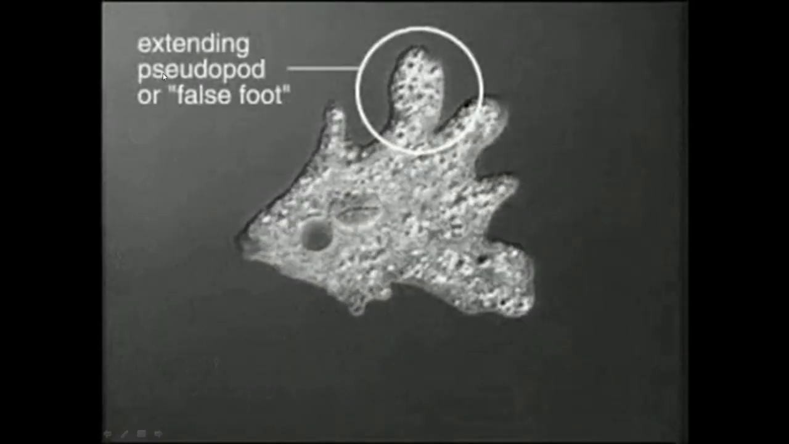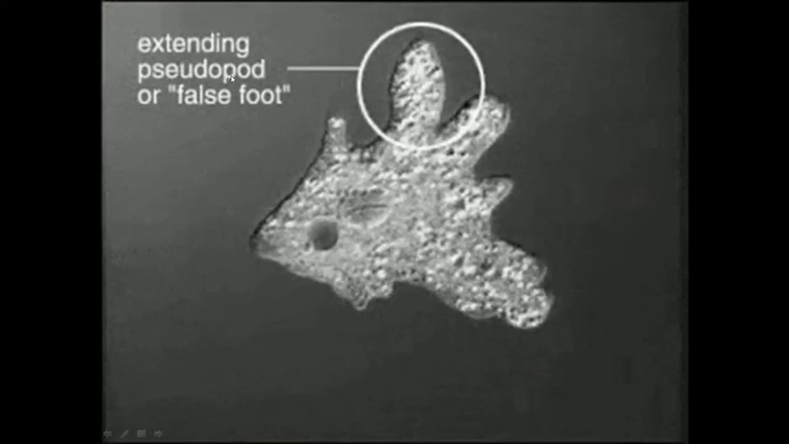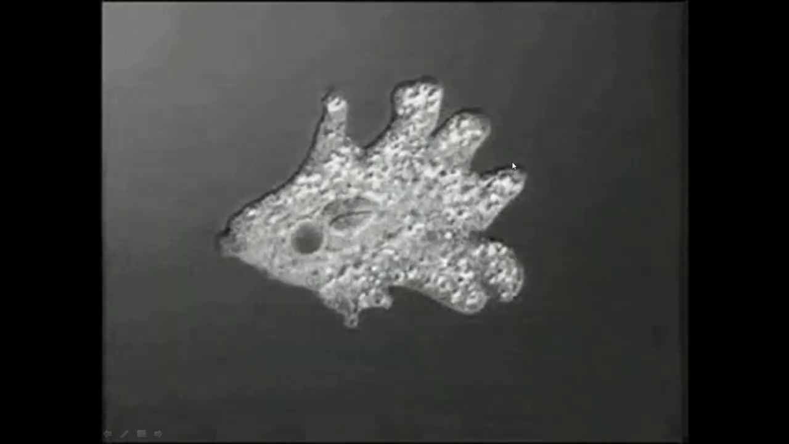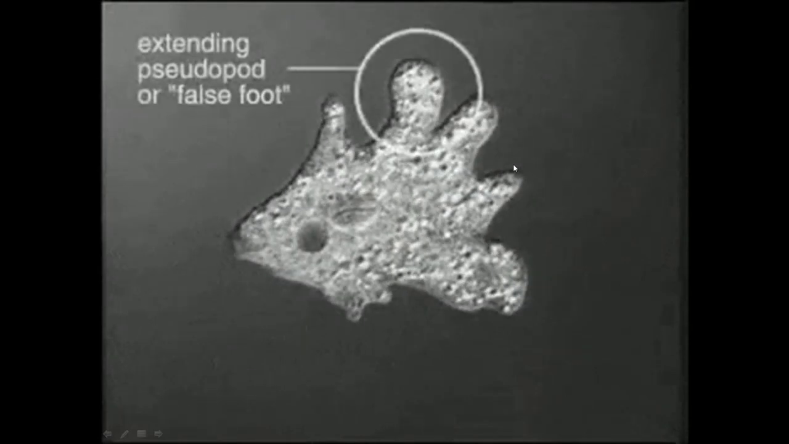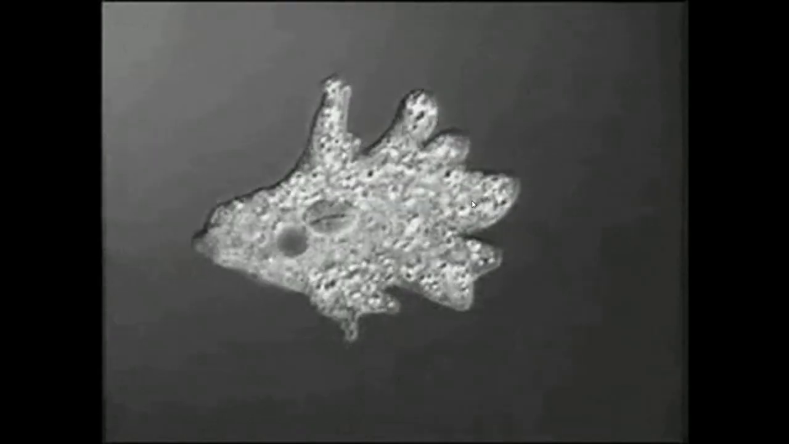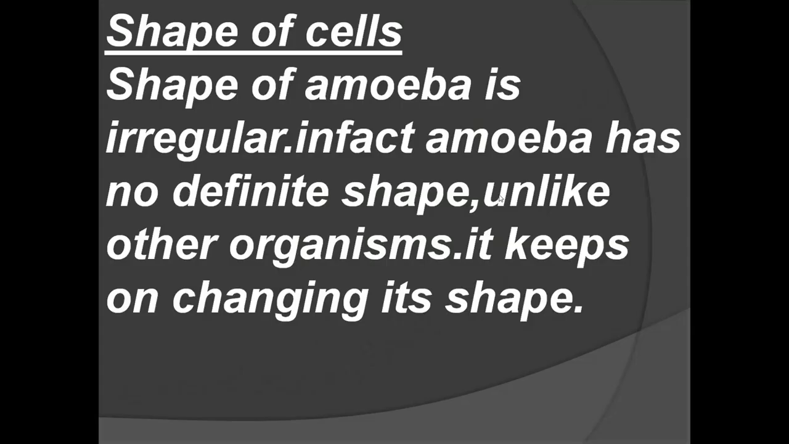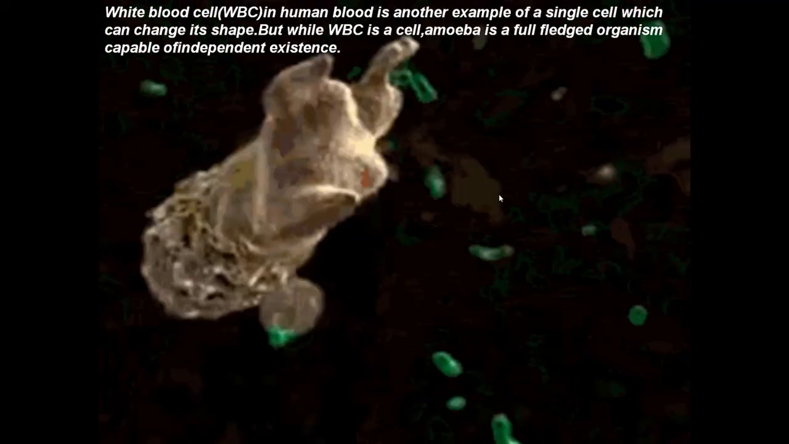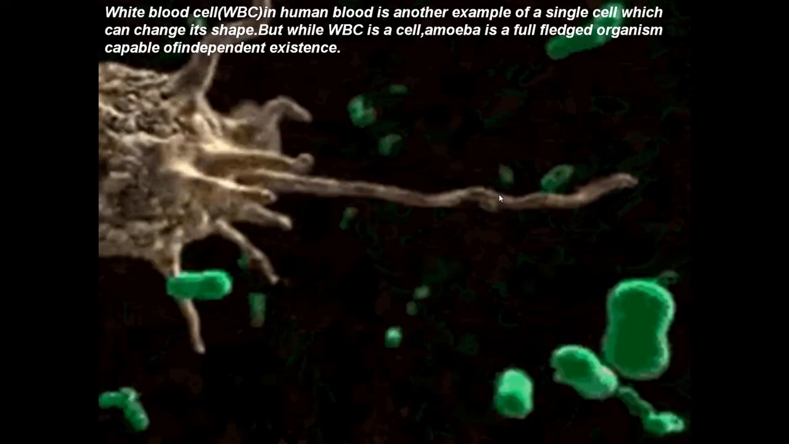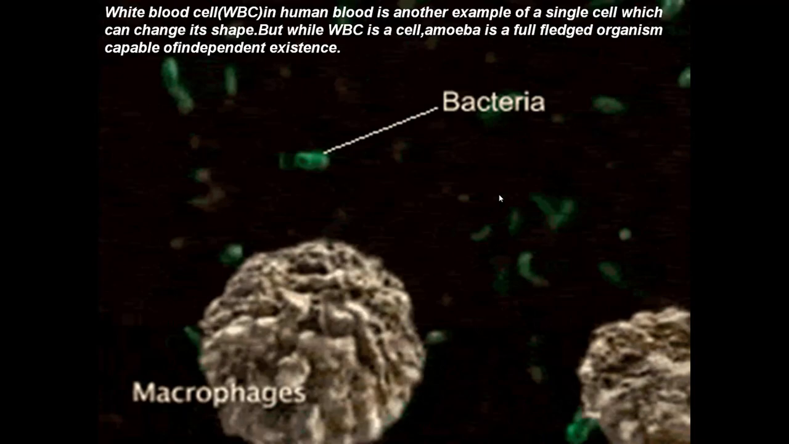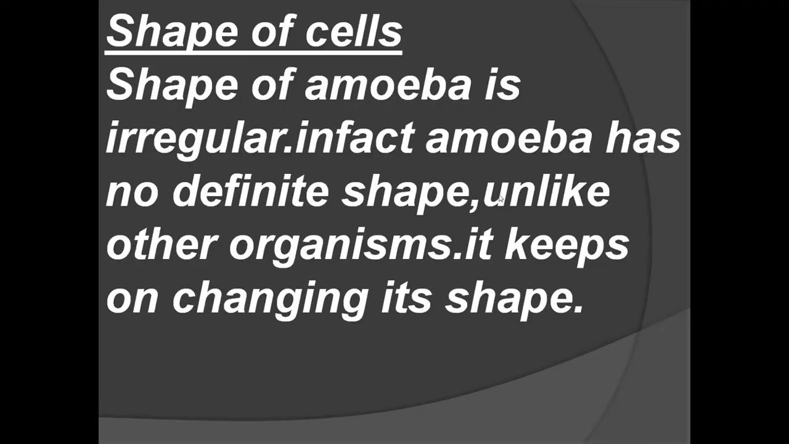Pseudo means false, podia means feet: false feet or false foot. These projections appear and disappear as amoeba moves or feeds. Dear students, the change in shape is due to formation of pseudopodia, which facilitates movement and helps in capturing food, as we have seen in amoeba.